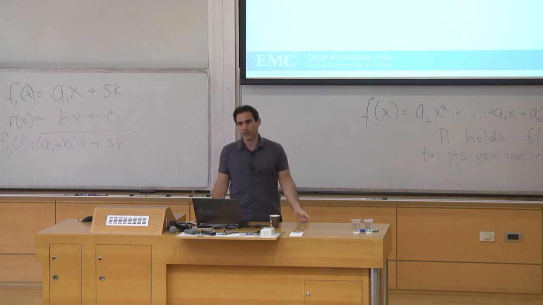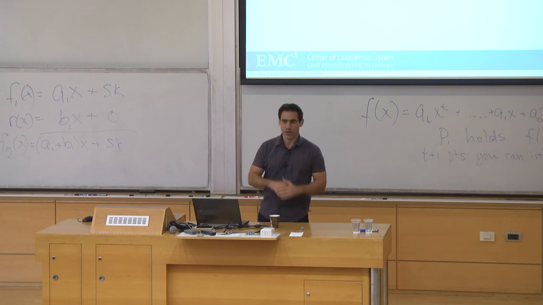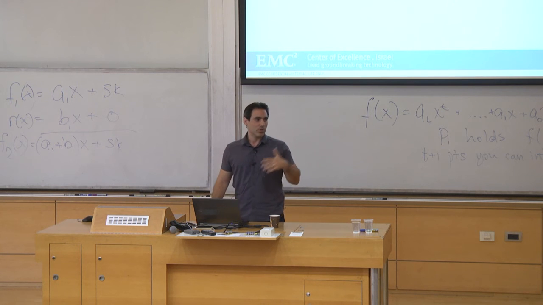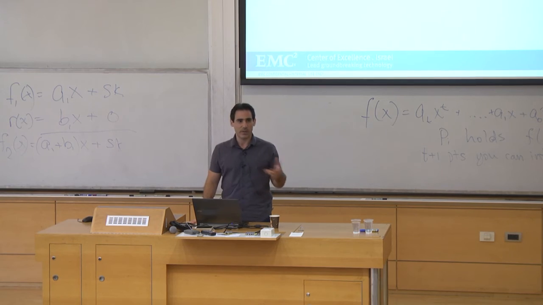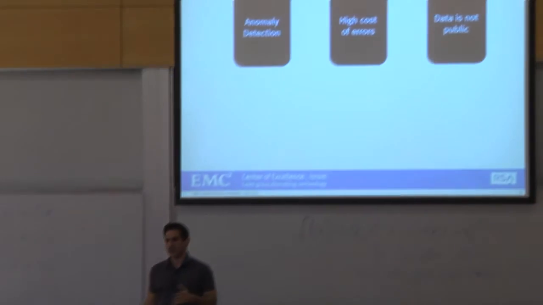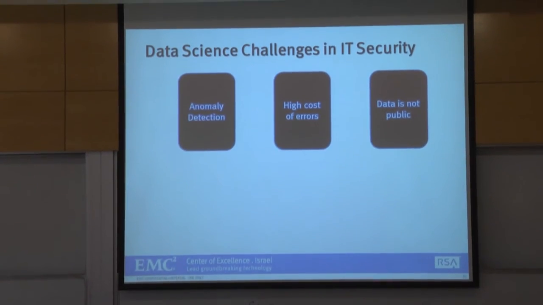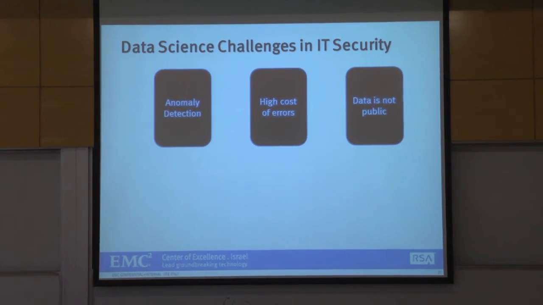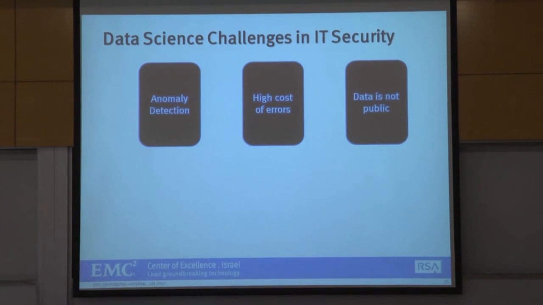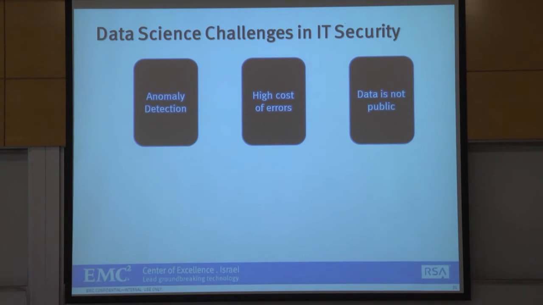And that data is not public. If I want to build a face recognition engine, I go to Facebook or some publicly available data sets of images, and I download 2 million images and I can do all of my work. If I want to do some security analysis, I need some internal data of an IT network and I need some internal data of attacks, and it's not public. It's very difficult to get your hands on this data.